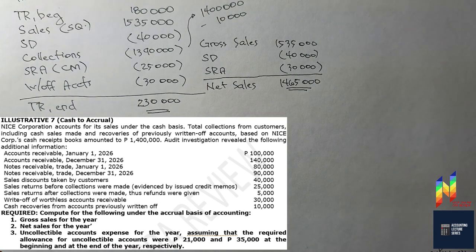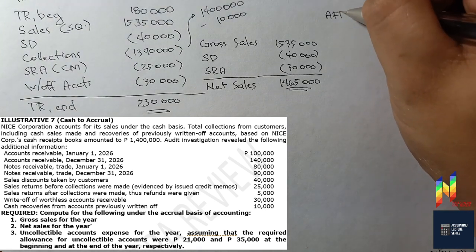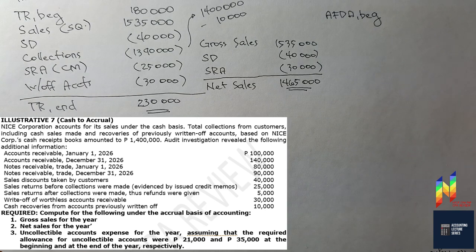Then requirement number 3, what is being asked here, is actually the uncollectible accounts expense for the year, assuming that the required allowance for uncollectible accounts were 21,000 and 35,000 at the beginning and at the end of the year, respectively. So, we have allowance for doubtful accounts at the beginning, which according to the problem is equal to 21,000 pesos.